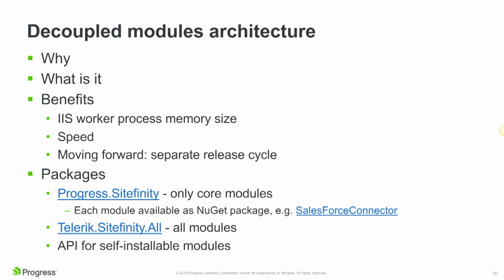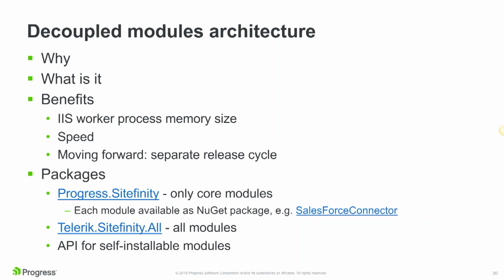And moving forward, this would enable us to do a separate release cycle for certain modules. What we've really done is introduce one new package, which is called Progress Sitefinity and contains only the core modules. So think of it as only the core logic that is required for you to run your Sitefinity website, but it excludes some modules which you can later add as NuGet packages.